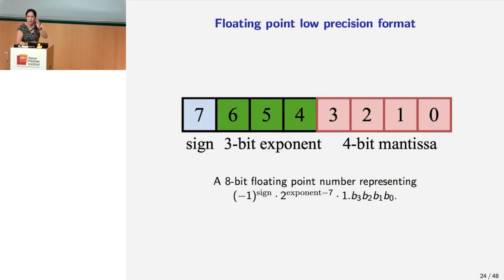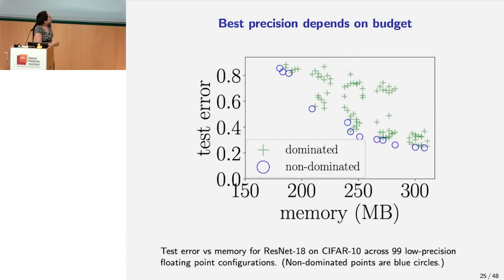Let's remember floating point format. How are we allocating these bits? We represent numbers as a sign, an exponent, and a mantissa, to create a floating point representation of a number. This is IEEE format, and we get to choose how many bits in the exponent and how many bits in the mantissa. The best precision depends on your budget, of course.